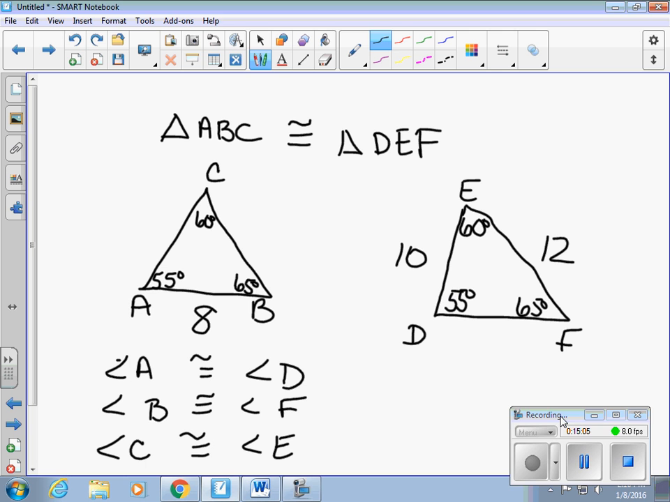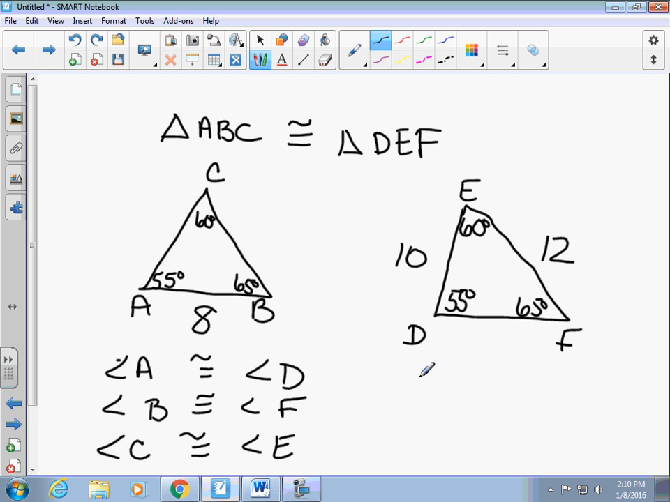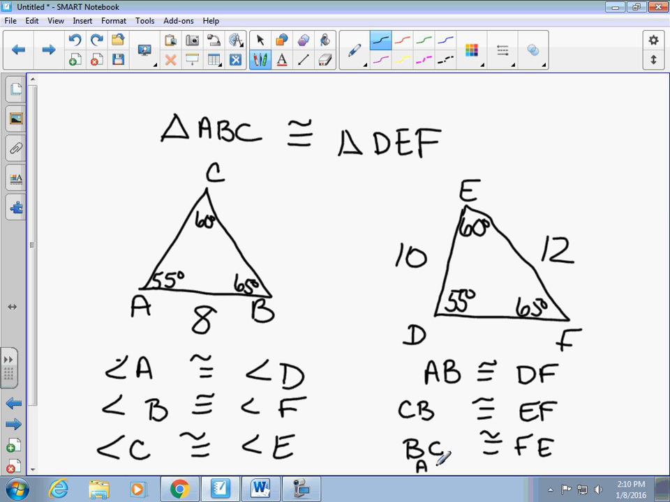Then you can do the same using sides. What side is congruent to AB? What side is congruent to EF? CB. What side is congruent to FE? BC. Because I started with F, I have to start with B. Does everybody see the difference? Okay. And then what side corresponds with AC?